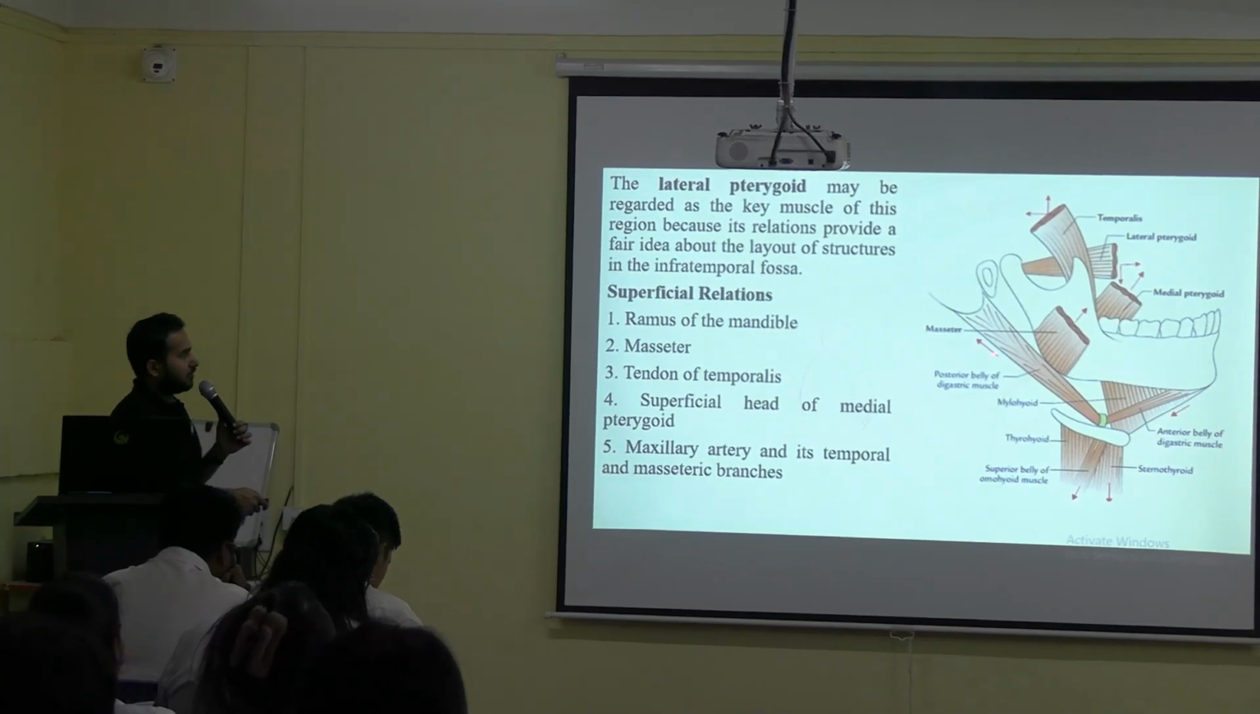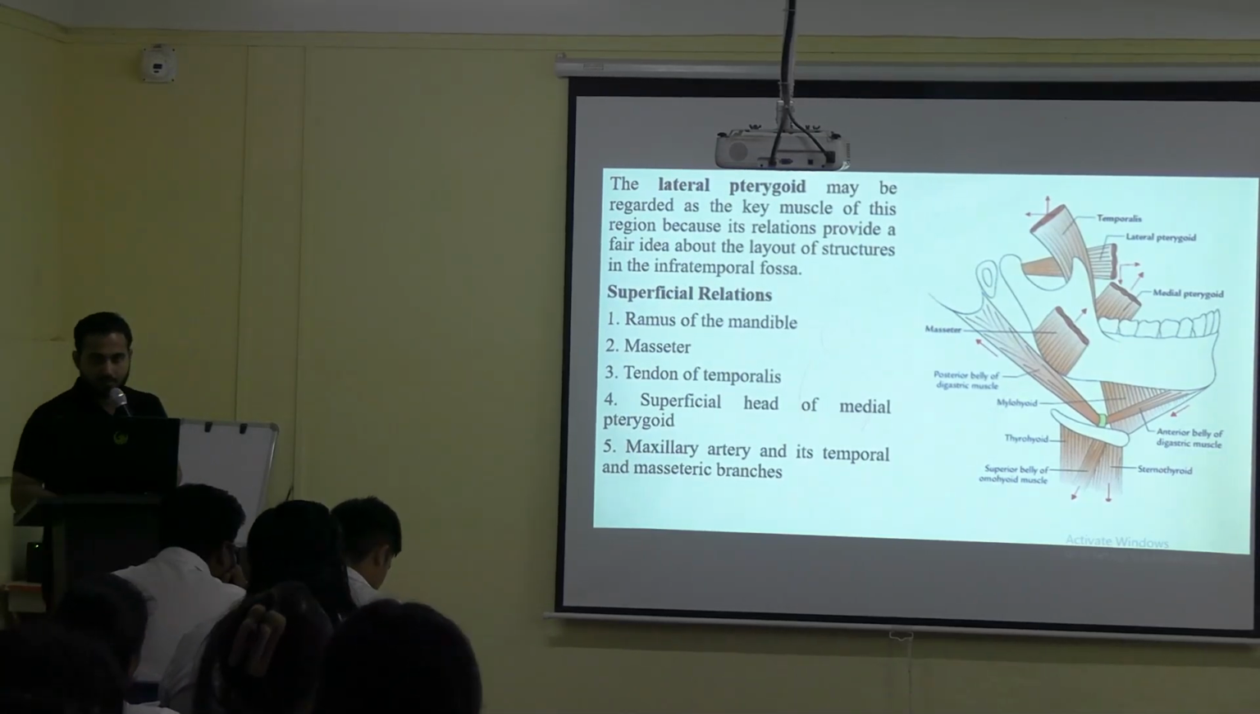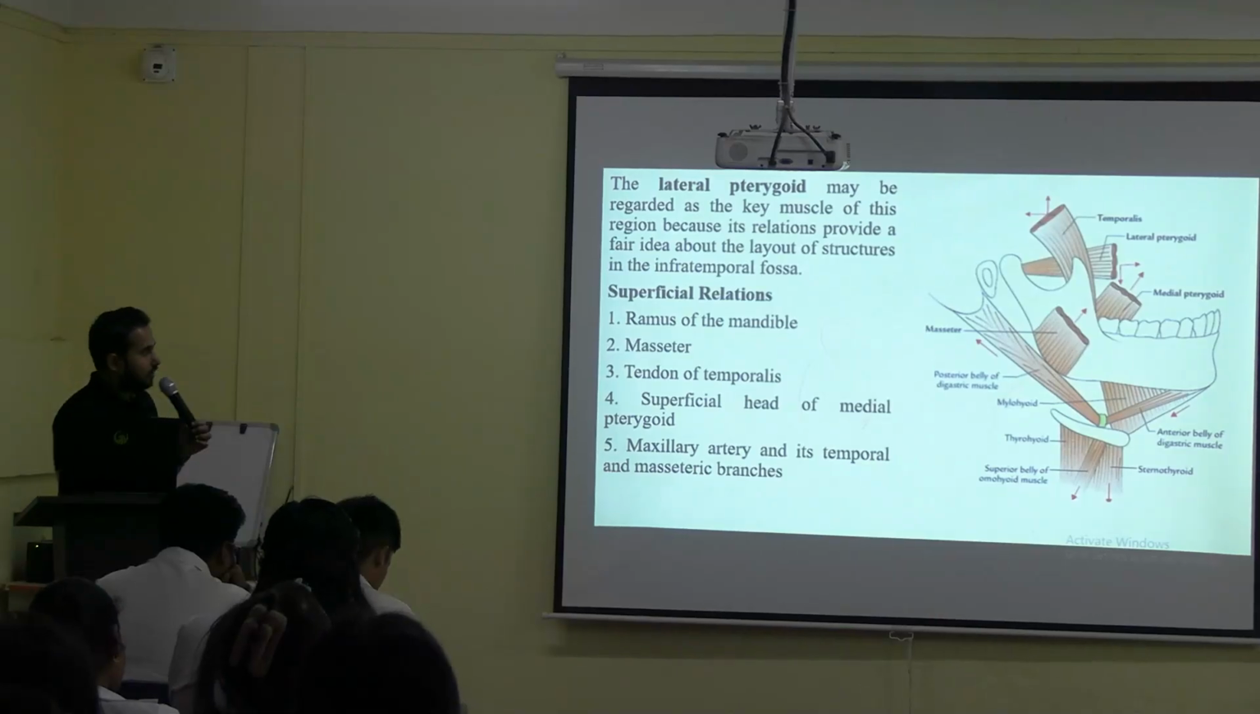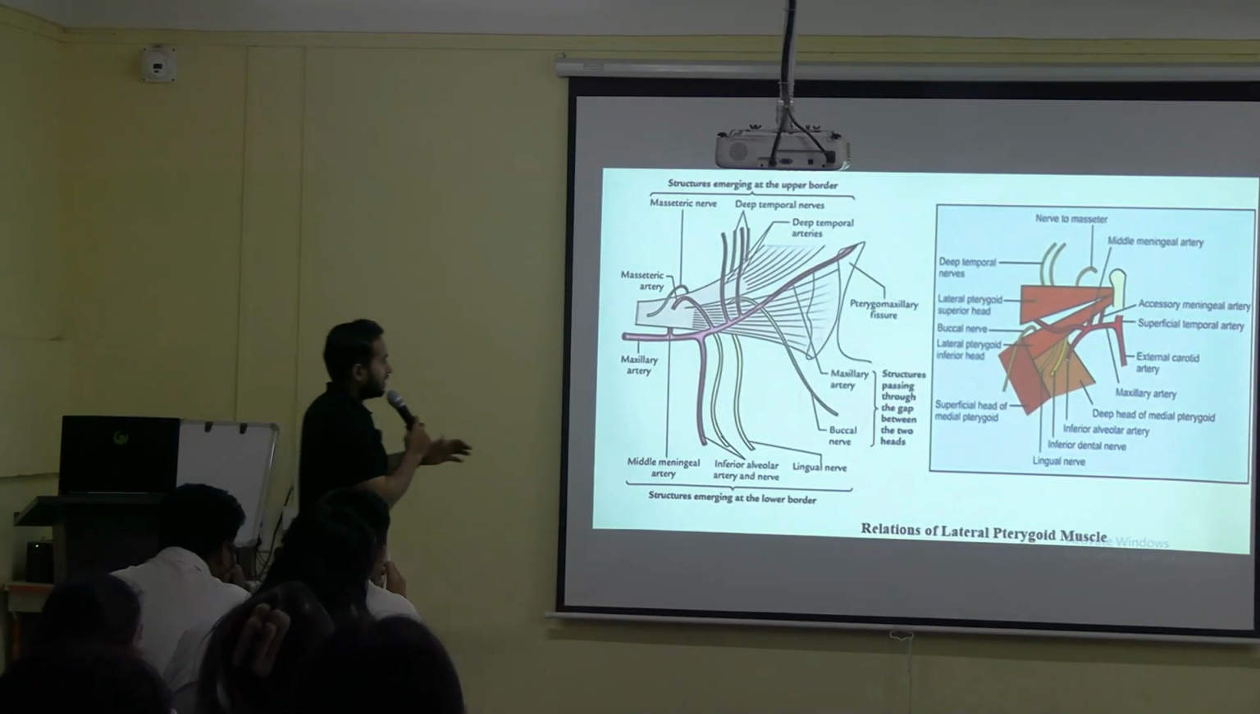Okay, and from here you will be getting one artery that is called the maxillary artery. It is not shown but it will go like this, that is the maxillary artery, which we will discuss also. Next, here you can see some other relations. See, this is the maxillary artery.